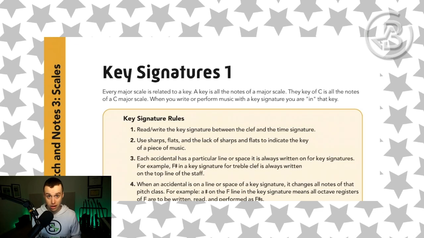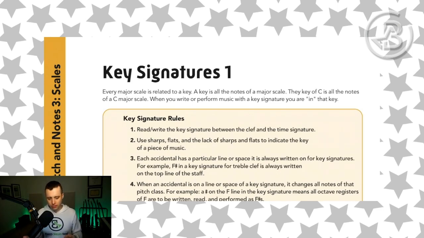So every major scale is related to a key. A key is all the notes of a major scale. It's like we take all the notes of the major scale, we put them in a bucket, and that's the key. The key of C is all the notes of a C major scale. The key of G is all the notes of a G major scale. When you write or perform music with a key signature, you are going to be in that key.